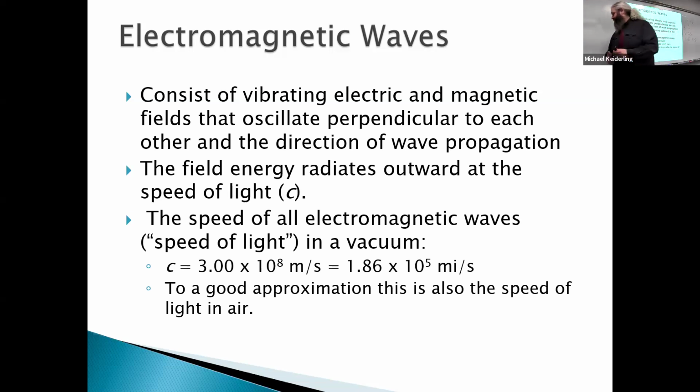The speed of light, to three significant figures, is 3.0 times 10 to the 8 meters per second, or 1.86 times 10 to the 5th miles per second. And to a good approximation, this is the speed of light in air. The difference is less than 1%.